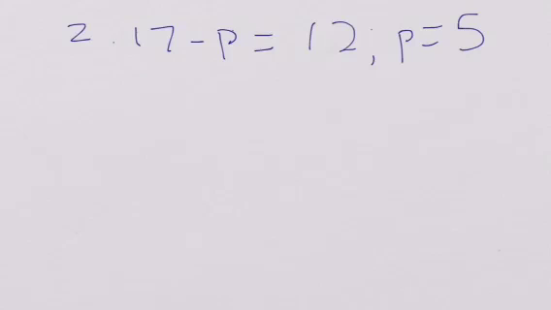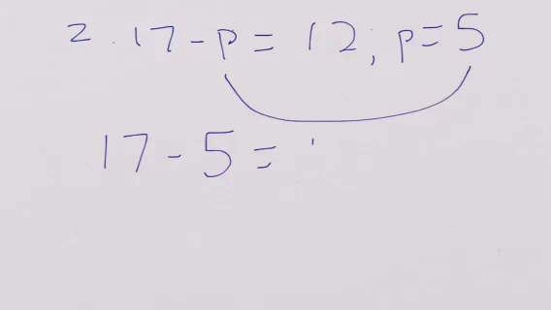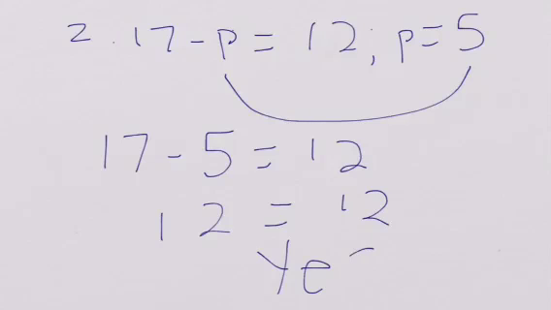On number 2, we have 17 - p = 12, and p = 5. So we want to solve that, so we're going to take this and put it there. So we have 17 - 5 = 12, and this is 12 = 12. So this answer is yes, it is.